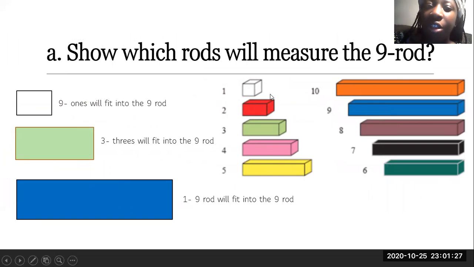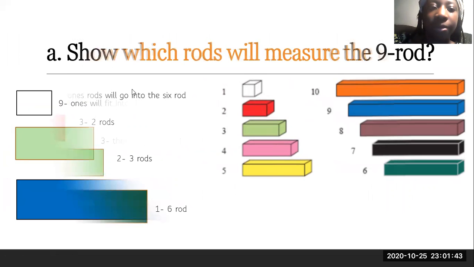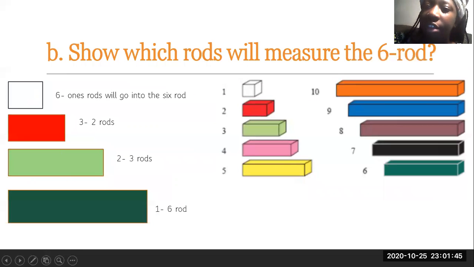Of course, the 1 will go in 9 times. 9 will go in 1 time. But then we also have a multiple of 3. 3 times 3 is equal to 9. So 3 rods will go into our 9. Now let's see our sits. Our sits we can do 6 ones or 1 sit. We can also do 3 2-rods or 2 3-rods because 2 times 3 is 6 and 3 times 2 is 6. So these are our rods that will be able to go into sits.